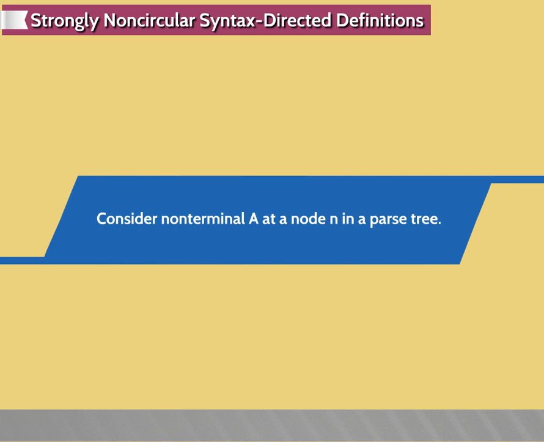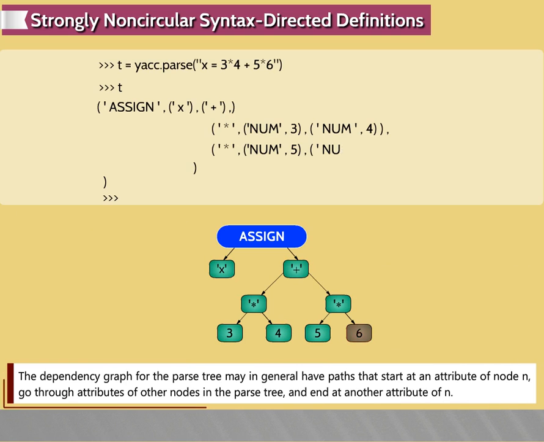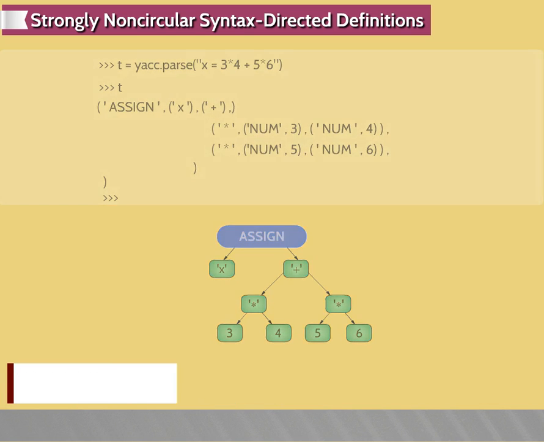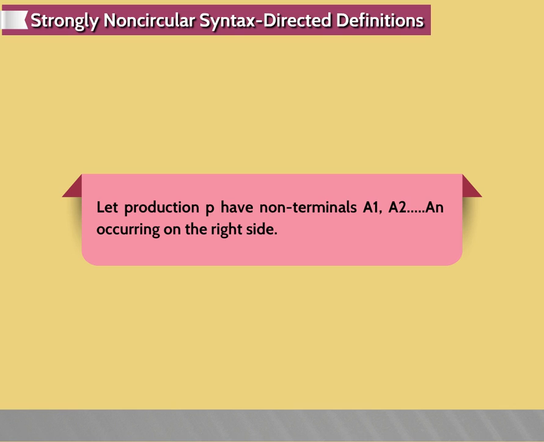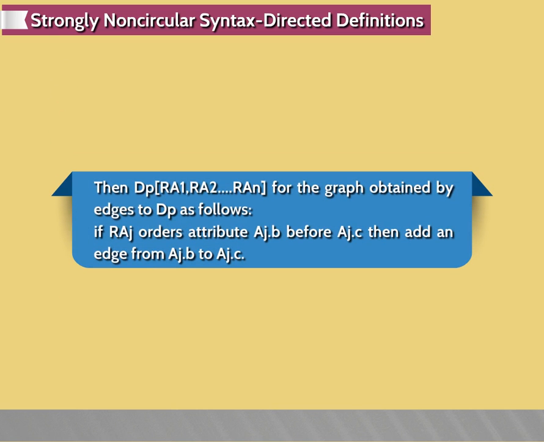Consider non-terminal A at a node N in a parse tree. The dependency graph for the parse tree may in general have paths that start at an attribute of node N, go through attributes of other nodes in the parse tree and end at another attribute of N. Let production P have non-terminals A1, A2, up to An occurring on the right side. Let RAj be a partial order on the attributes of Aj, 1 ≤ j ≤ n. Then DP[RA1, RA2, ..., RAn] is the graph obtained by adding edges to DP as follows. If RAj orders attribute Aj.B before Aj.C, then add an edge from Aj.B to Aj.C.